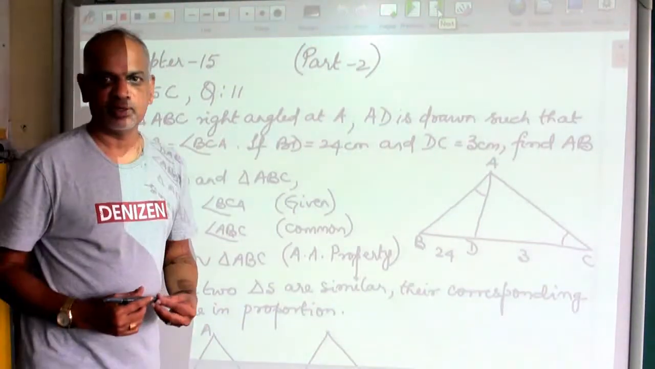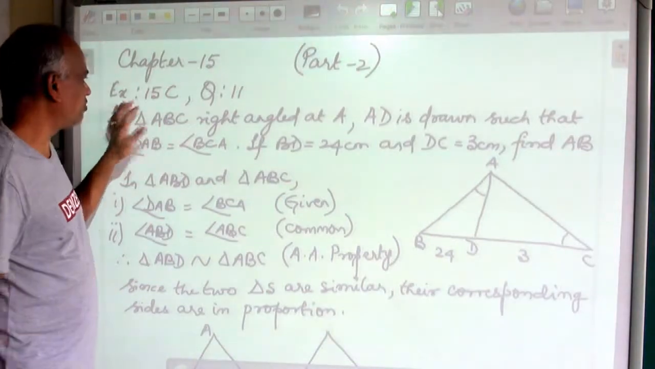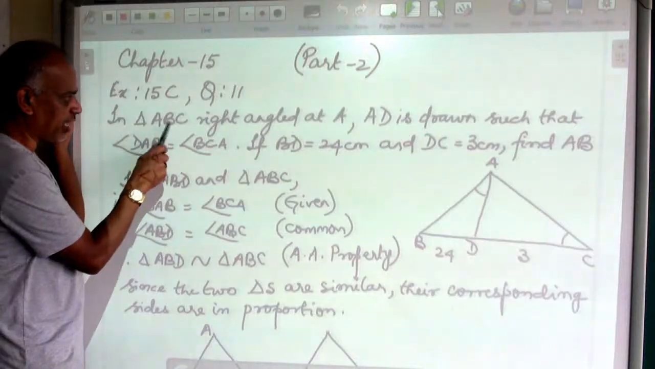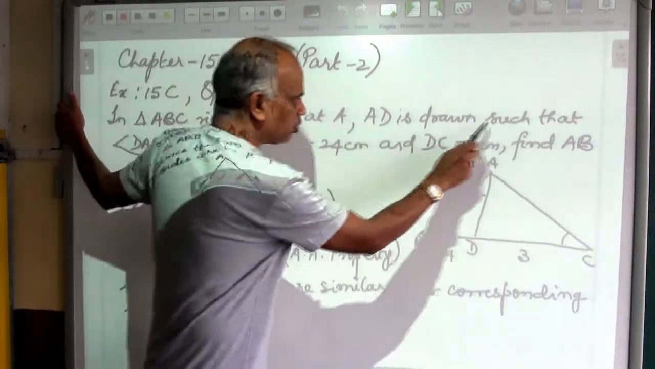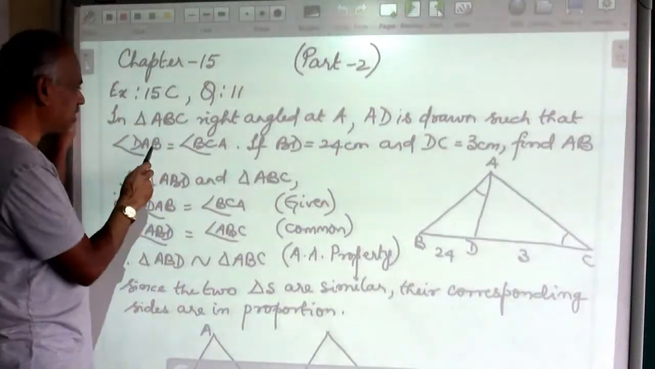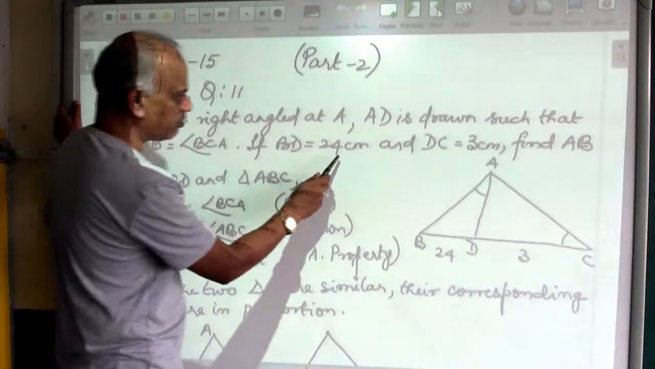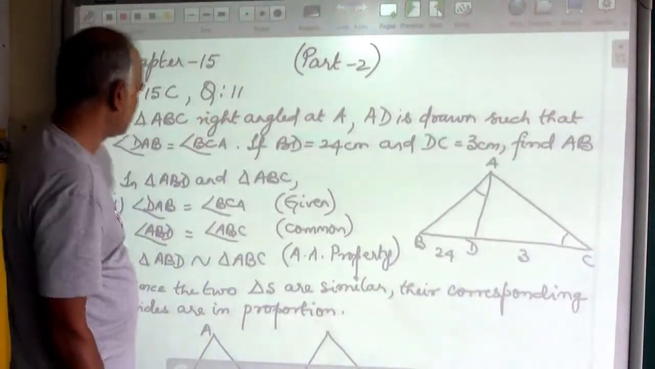This is the second part on the chapter on similarity. From exercise 15C, question number 11. In triangle ABC, right angled at A, AD is drawn such that angle DAB is equal to angle BCA. If BD is 24 cm and DC is 3 cm, find AB.